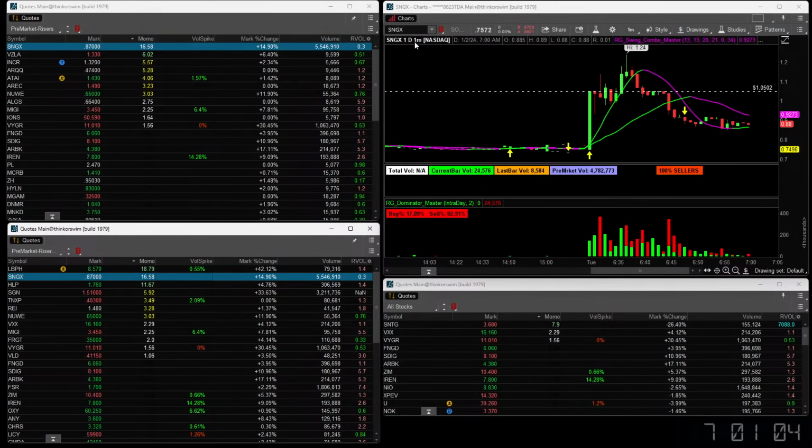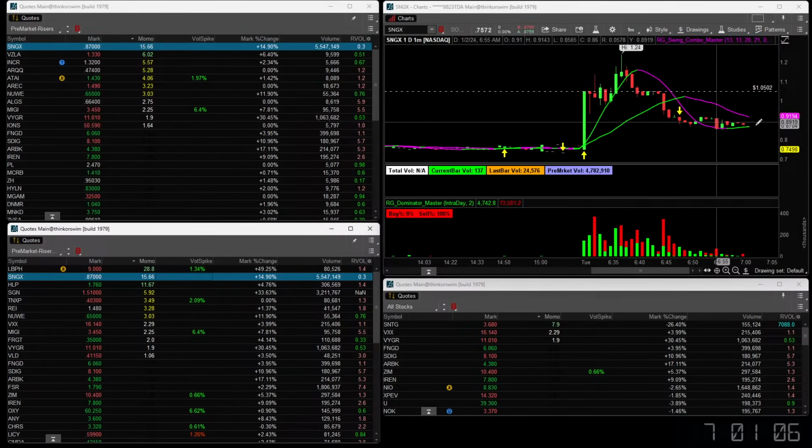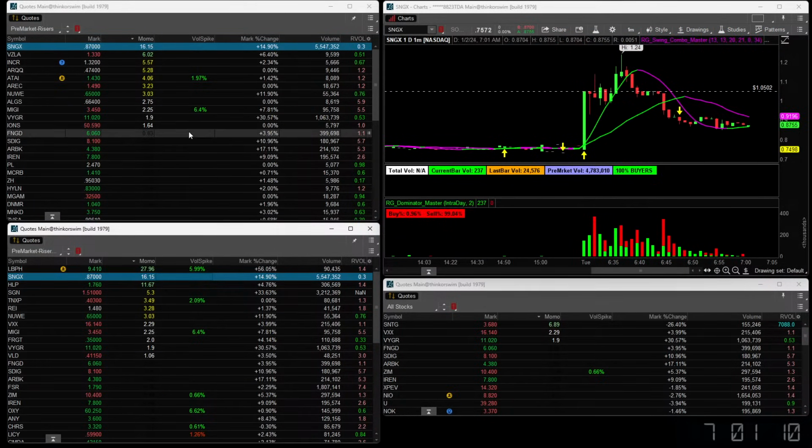I'll take a look at SNGX up here. It's not really doing anything. It's kind of pulling back, selling off, or actually it's channeling now. Channeling, squeezing, consolidating, whatever you want to call it.